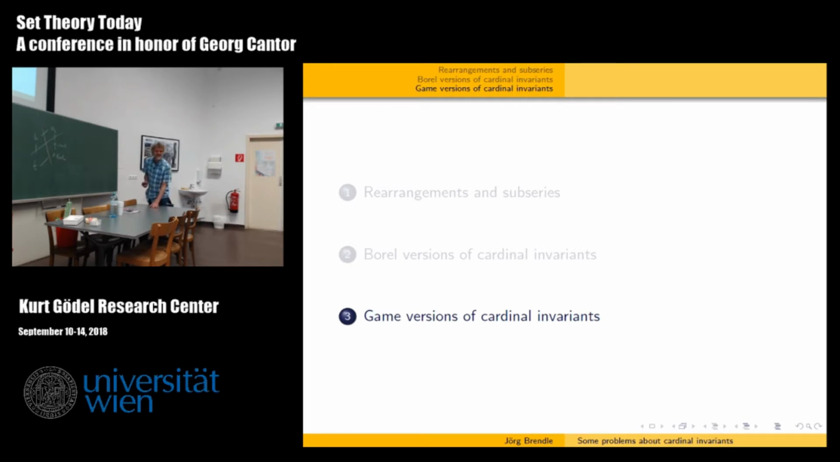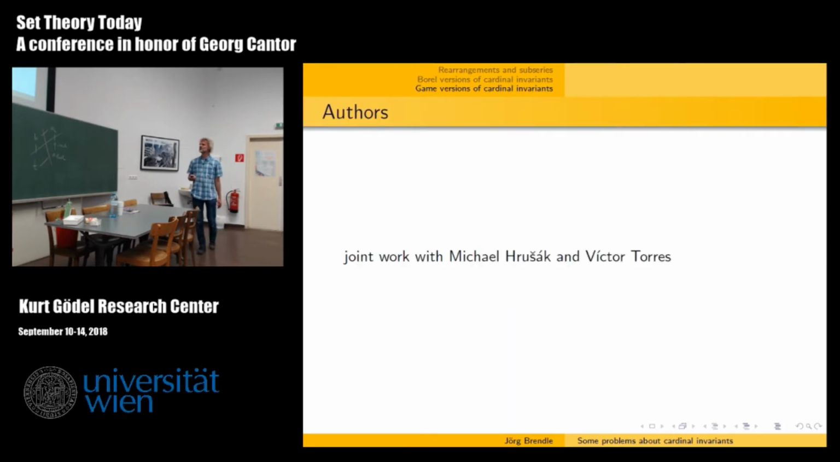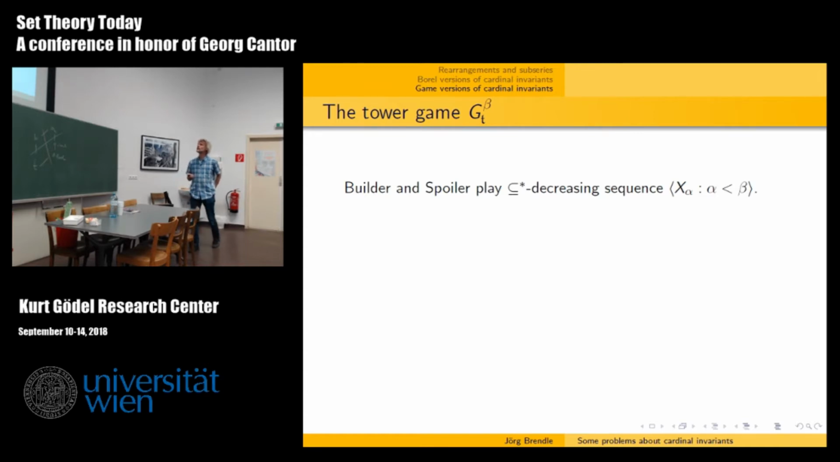I have like 5 minutes left, I guess, right? So this will be very quick for the last section: game versions of cardinal invariants. That's just one paper with Michael and Victor, who is also here. So let's see. There are actually 3 more cardinals now, and all of them are related to known cardinals.